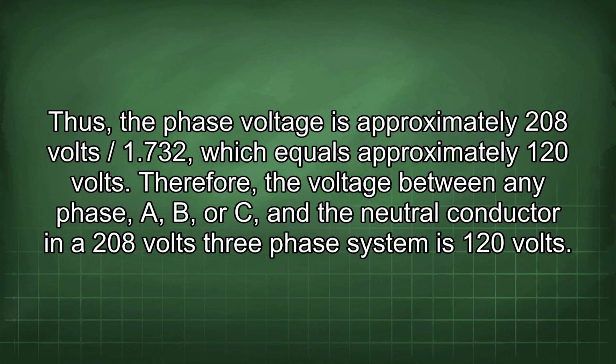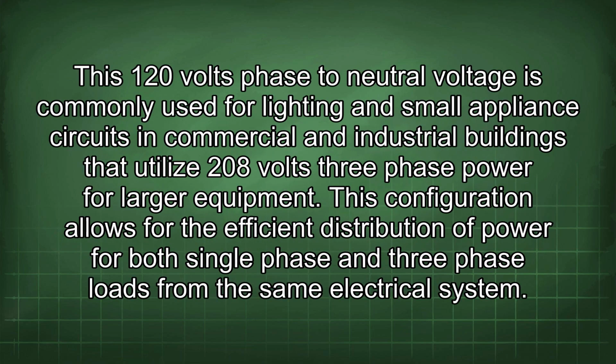is 120 volts. This 120 volts phase to neutral voltage is commonly used for lighting and small appliance circuits in commercial and industrial buildings that utilize 208 volts three-phase power for larger equipment. This configuration allows for the efficient distribution of power for both single-phase and three-phase loads from the same electrical system.